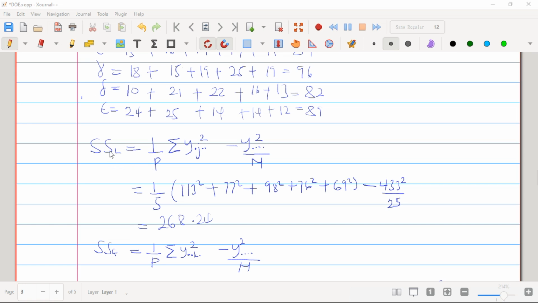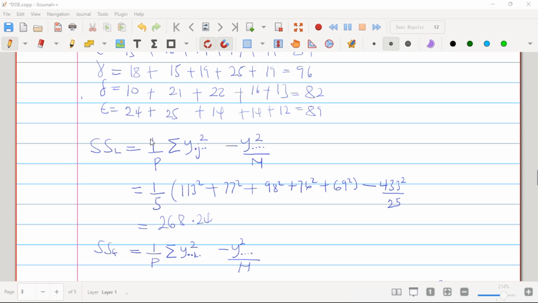This is the sum of squares for the Latin letters. The formula is 1 over p, summation of y subscript dot j dot dot, squared. The summation of y dot j dot dot squared means we take the individual summation of the letters and then square it. Here our p is the dimension of the Latin square design. Our dimension was a 5 by 5 matrix, so 5 by 5 Graeco-Latin square design.